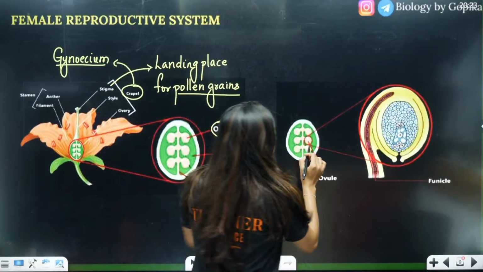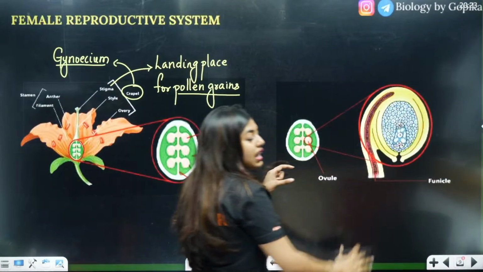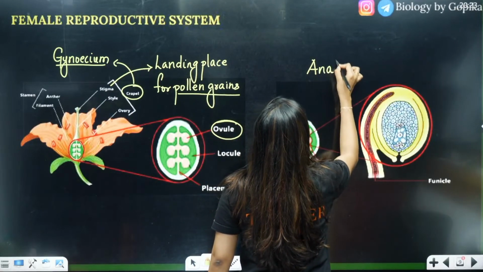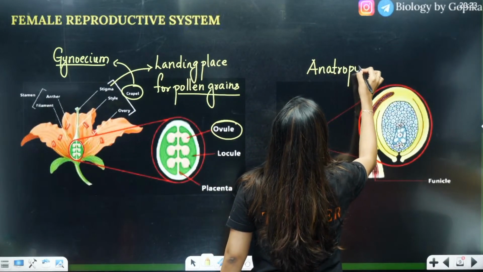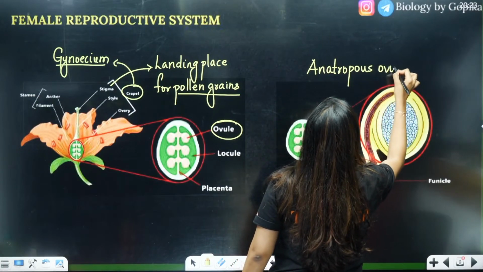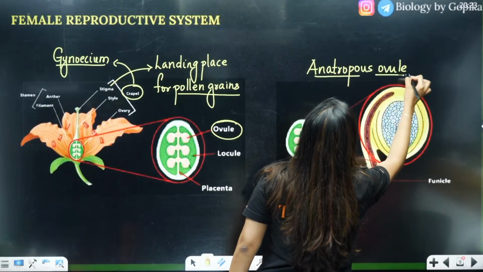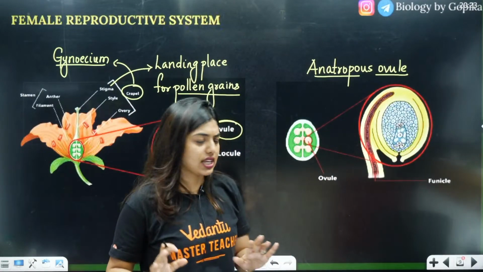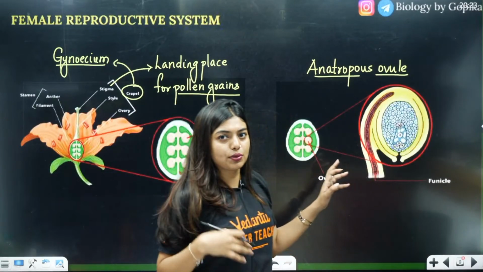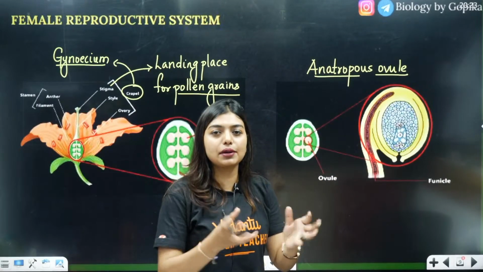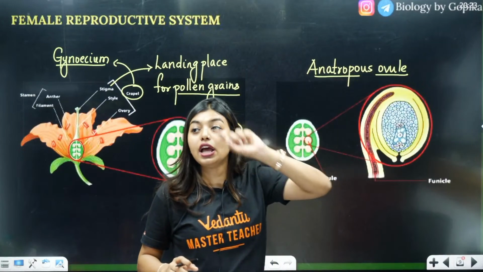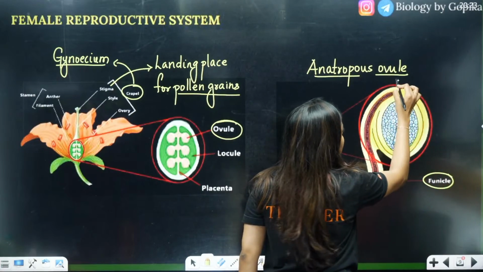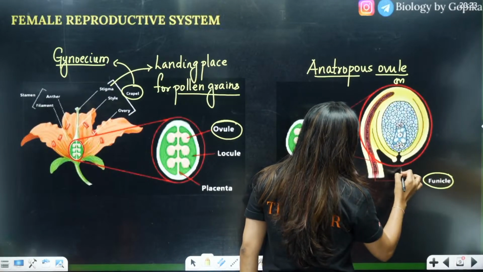Now this one ovule, how is that ovule? It's an anatropous ovule. Anatropous ovule will be given in your NCERT if you see. Students, remember that different types of ovules are there. We have to study the anatropous ovule because almost 80% of angiosperms have anatropous ovules. What is an anatropous ovule? Can you see here? There is a funicle. This is your micropylar end, and this is your chalazal end.